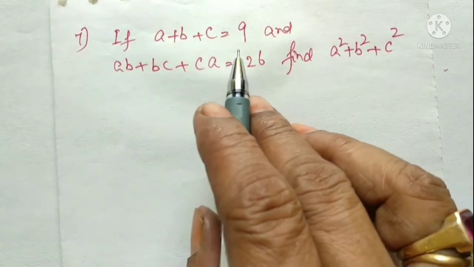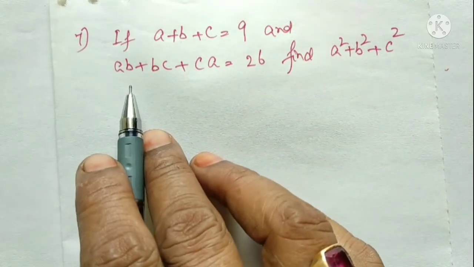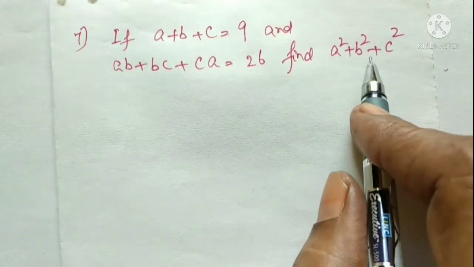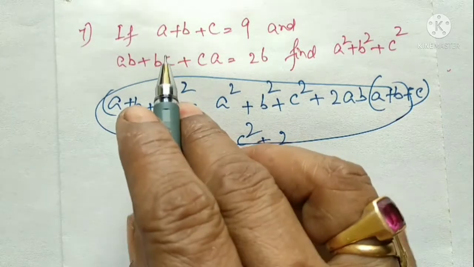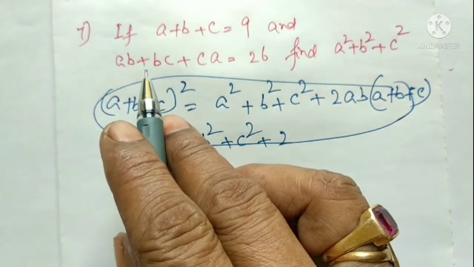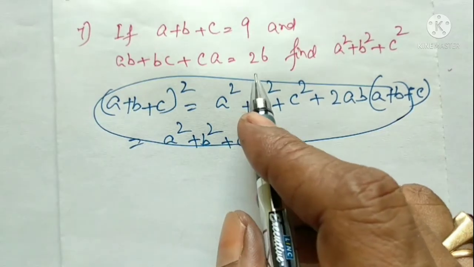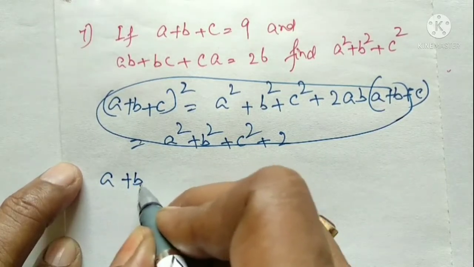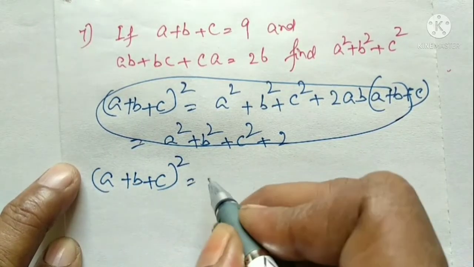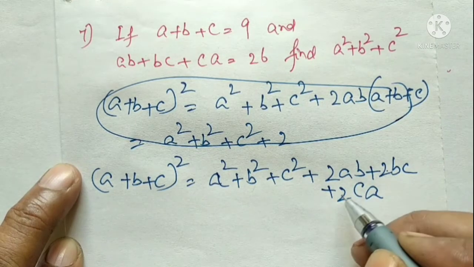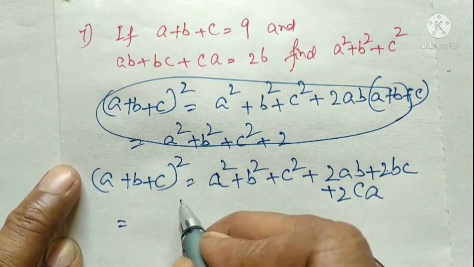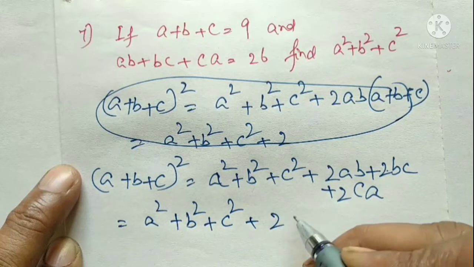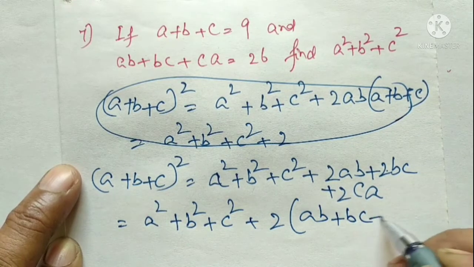If a plus b plus c is equal to 9 and ab plus bc plus ca is equal to 26, find a square plus b square plus c square. We know this algebraic identity, (a plus b plus c) whole square is equal to a square plus b square plus c square plus 2 into (ab plus bc plus ca), where I am taking the 2 out as common.